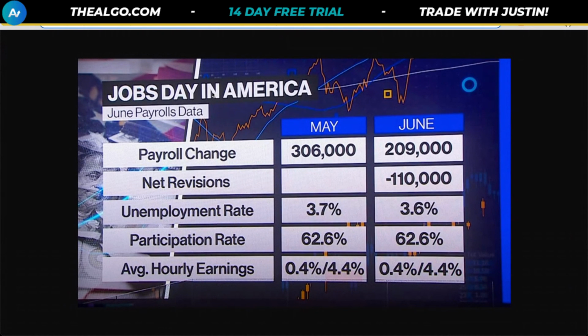And here are the numbers that came in on Friday. So jobs day in America, June payroll data. We saw payroll from May go from 300,000 down to 200,000 in June. But there was a revision here, which means that the May number actually got revised down. Unemployment rate actually ticked down from 3.7 to 3.6, which is not what the Fed wants to see. Participation rate was right in line, 62.6. And then average hourly earnings, which is the potential for that wage price spiral, hovered at 0.4, or compounded annually at 4.4. Still too high for the Fed.